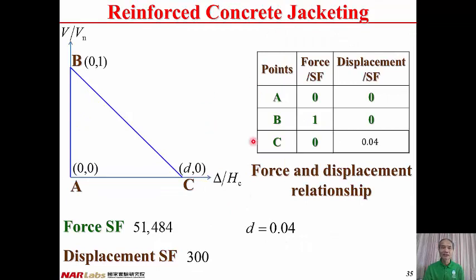And then we can summarize the shear nonlinear hinge by this table. Point A, 0, 0. Point B, 0, 1. And point C, 0.04, 0. And the force scale factor is the shear strength of the column with reinforced concrete jacketing, equal to 51 something ton-force. And the displacement scale factor is the clear height of the column, equal to 300 centimeters.